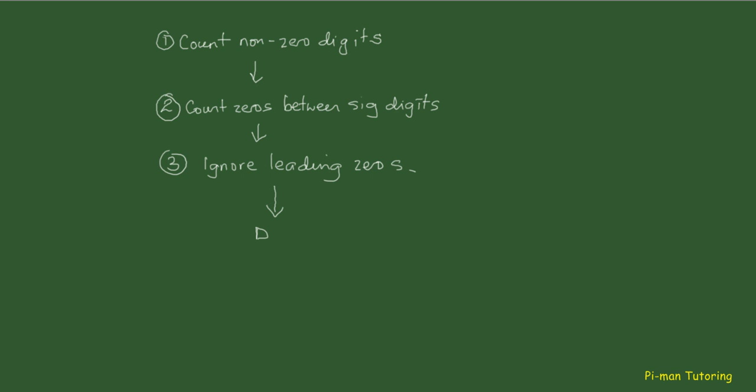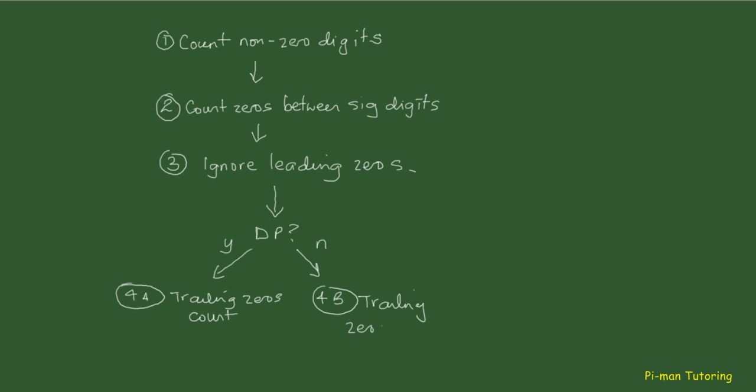we ask, is there a decimal point? And if there is, we go this way. And if there's not, we go this way. If there is a decimal point, then we'll call this step 4a, trailing zeros count as significant figures. If there's no decimal point, 4b, trailing zeros do not count.